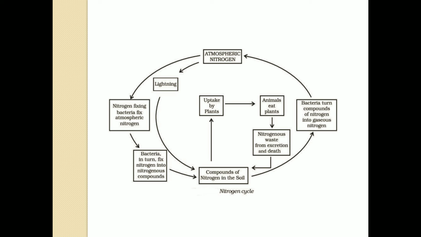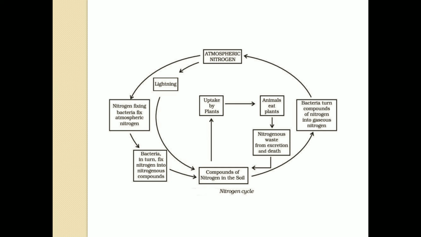There is one method, by lightning. This is a natural process. Atmospheric nitrogen is fixed and converted into a usable form of nitrogen. Blue-green algae and bacteria present in the soil convert the atmospheric nitrogen into a usable form of nitrogen. This then gets dissolved in the soil and the plant takes it up.